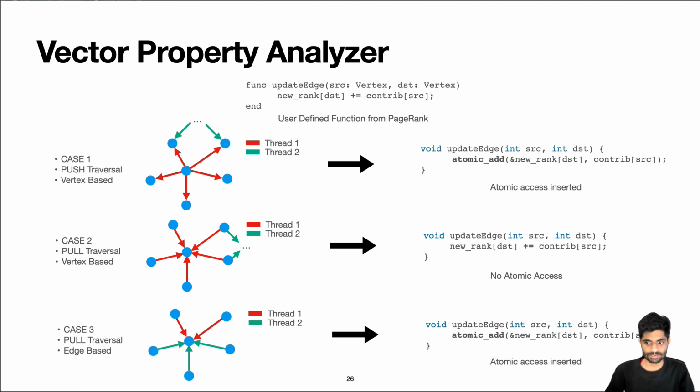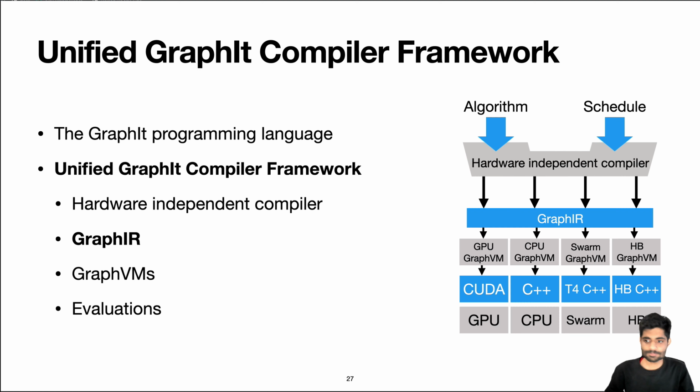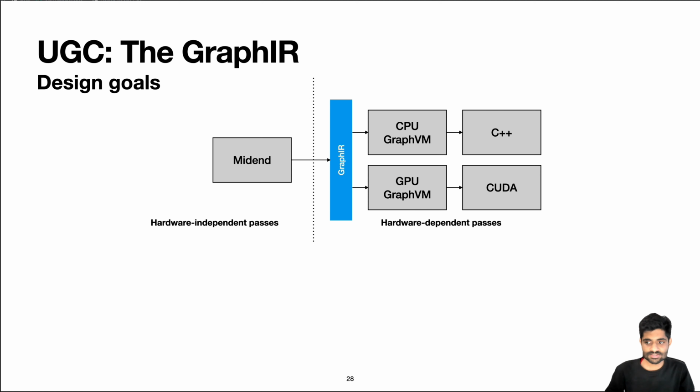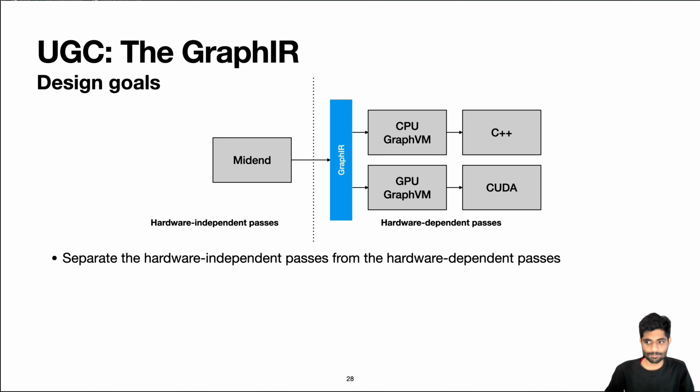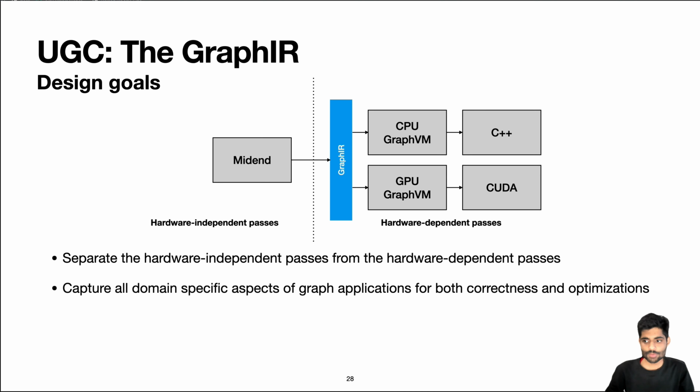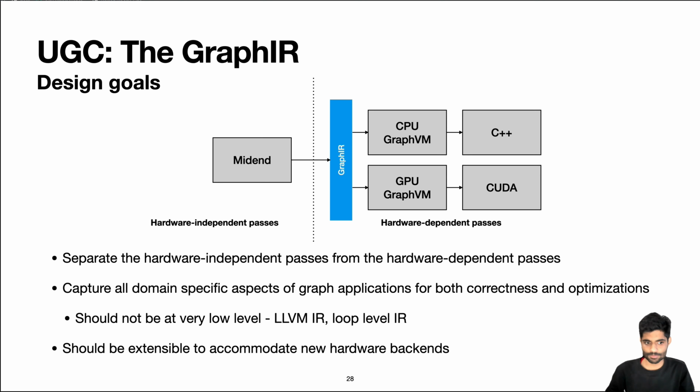in a hardware-independent way. The next part of UGC is the graph IR, which is the graph domain-specific intermediate representation. The main design goal behind the graph IR is to separate the hardware-independent passes from the hardware-dependent passes. We also want the graph IR to capture details for both correctness and optimizations.